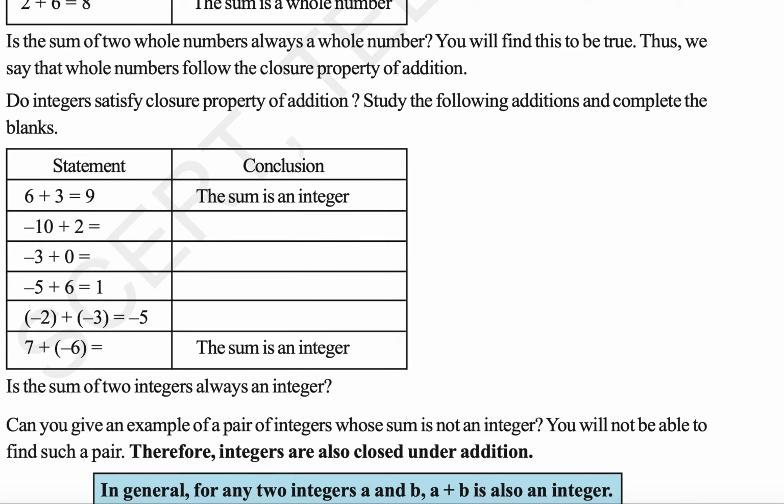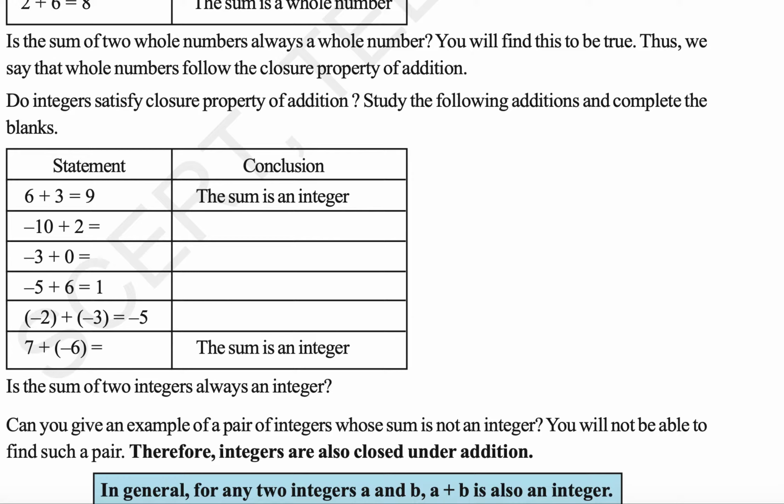Do integers satisfy the closure property of addition? Study the following additions and complete the blanks. 6 plus 3 is 9, minus 10 plus 2 is minus 8, minus 3 plus 0 is minus 3. Minus 5 plus 6 is 1, minus 2 plus minus 3 is minus 5, 7 plus minus 6 is 1.